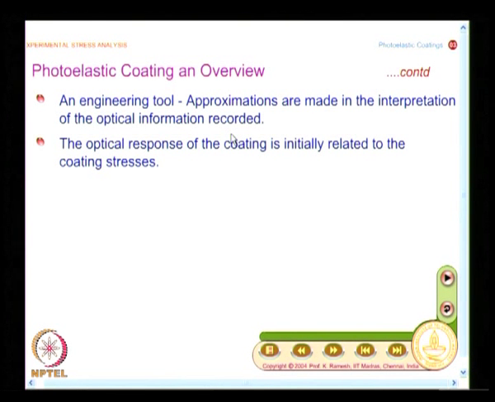We say that we want normal incidence in photoelasticity, and you would find because of industrial application even that is compromised to some extent. And what do you do? First you get the optical information. The optical response of the coating is initially related to the coating stresses. So, that is what you find out, because all the theory that we have developed in transmission photoelasticity are equally applicable in photoelastic coating with slight modifications, and those modifications you can easily figure out.